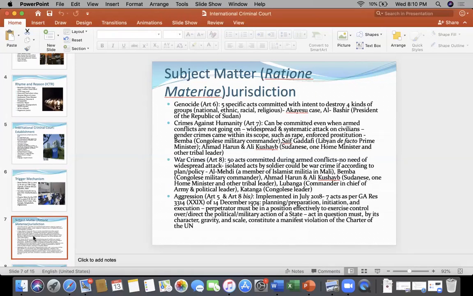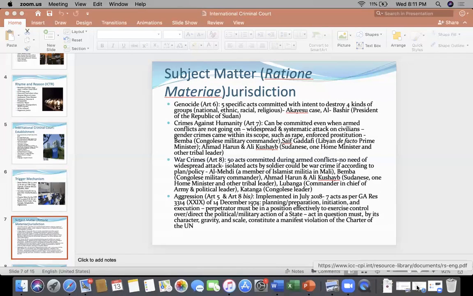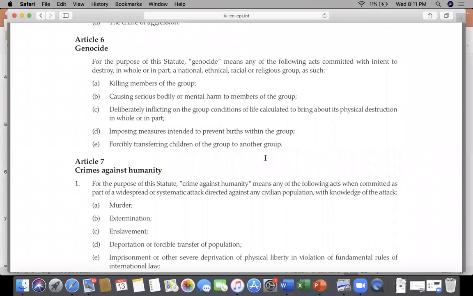Now you will wonder what is the meaning of genocide, because this is also generally misunderstood. Normally many people will say that genocide means massacres, the killing of a large number of people. So this is not the right meaning of genocide. The right meaning of genocide is given in Article 6 of the Rome Statute. It says that genocide means any of the following acts.